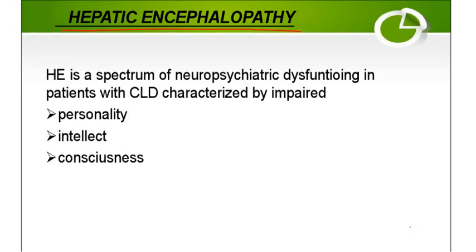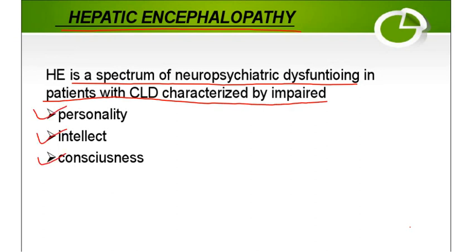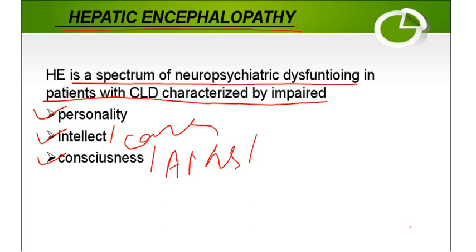Hepatic encephalopathy is a spectrum of neuropsychiatric dysfunction in patients with CLD, characterized by impaired personality, intellect, and consciousness. Intellect is like cognition. Consciousness means there will be altered mental status, and the patient will be confused. All these symptoms will be present. So this is hepatic encephalopathy by definition.